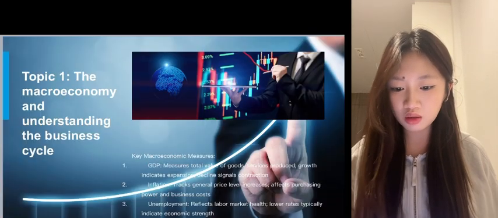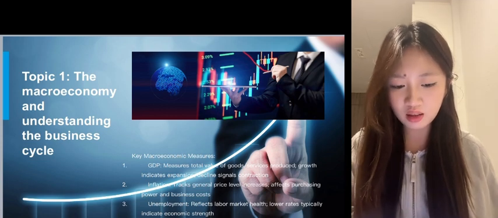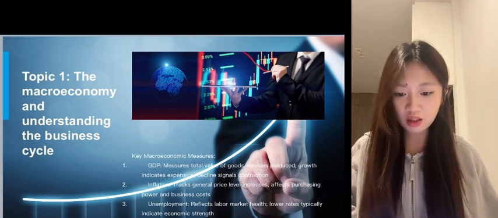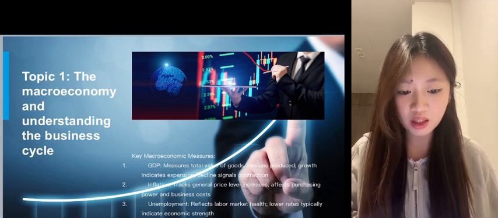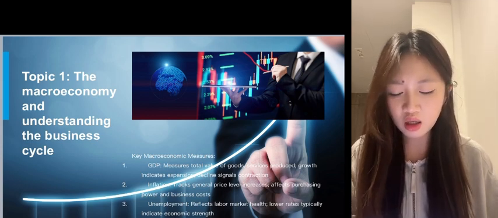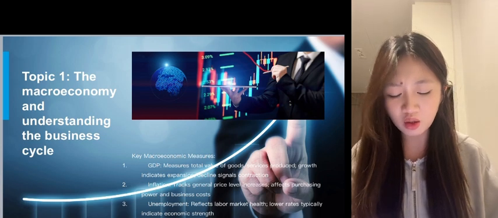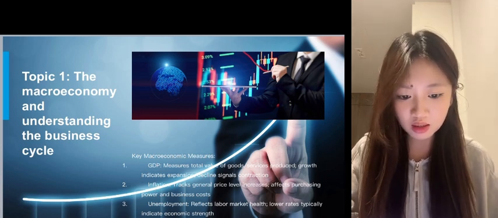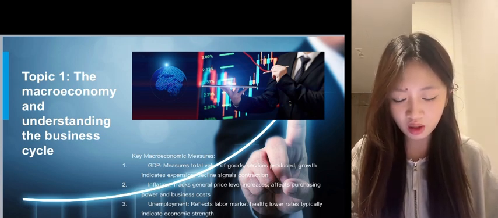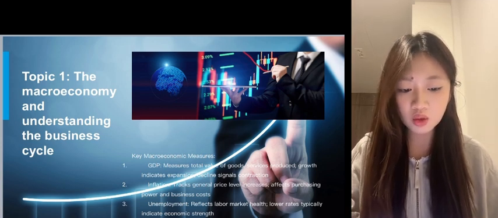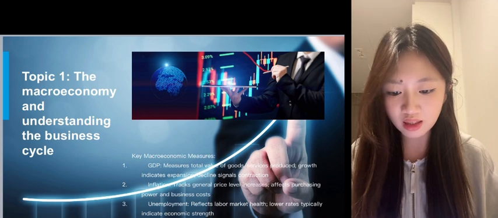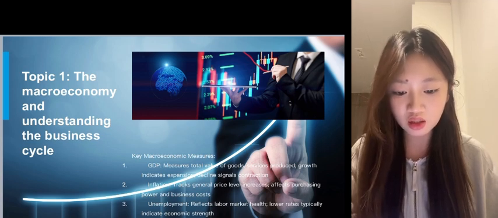Task 1, Topic 1, the macro economy and understanding the business cycle. GDP, inflation, and unemployment reflect vital macroeconomic considerations that are pertinent to evaluating economic conditions. GDP is the sum of the total goods and services manufactured and provided in an economy, where its growth indicates expansion and its decline indicates contraction.